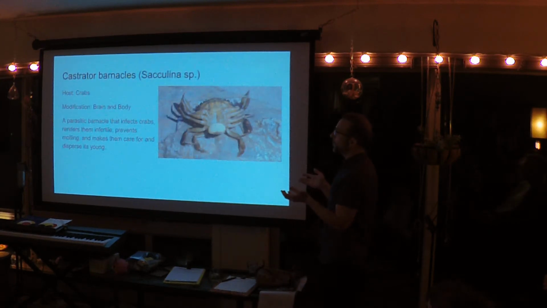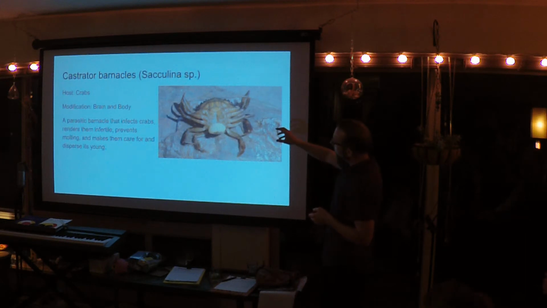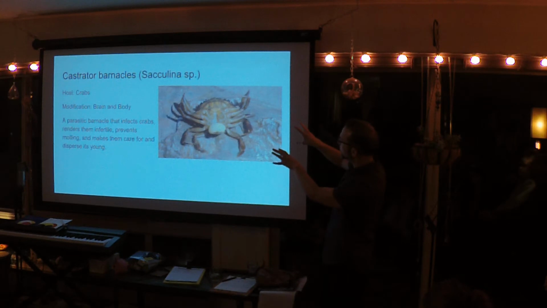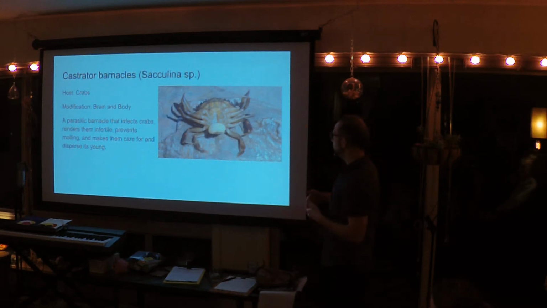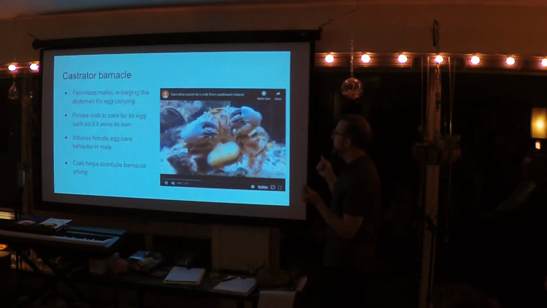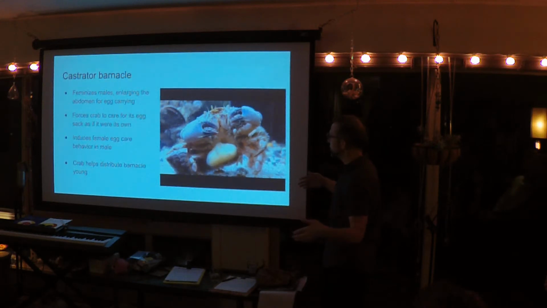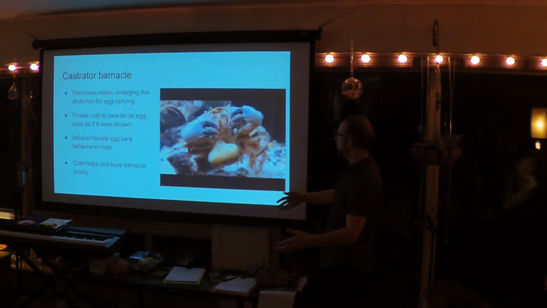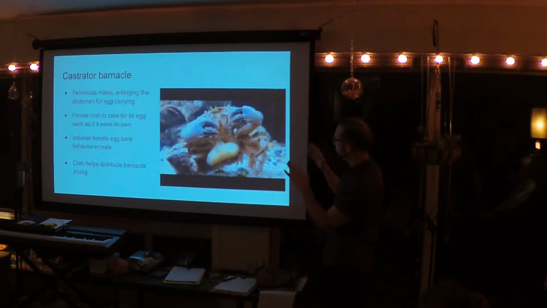This is a castrator barnacle, obviously hosted in a crab here. This is normally where you'd see the egg sac of a crab, but that is actually the barnacle's egg sac, and it's suffused throughout inside the body of the crab here. If it infects a female crab, then it just makes it take care of its young, but if it infects a male crab, it actually castrates the crab and forces it to take on female body characteristics and to actually care for the young and help distribute the young in the water when the barnacle's young are ready to distribute.